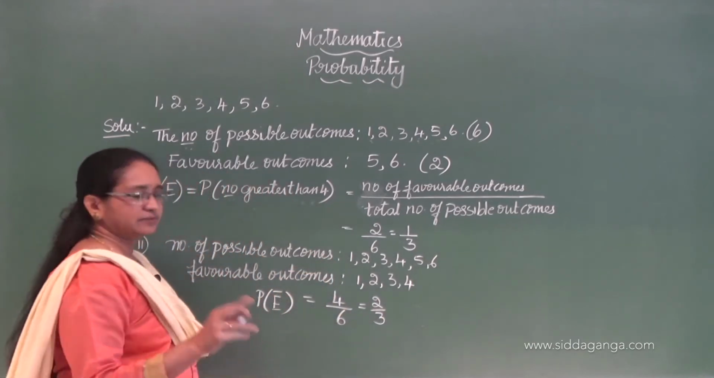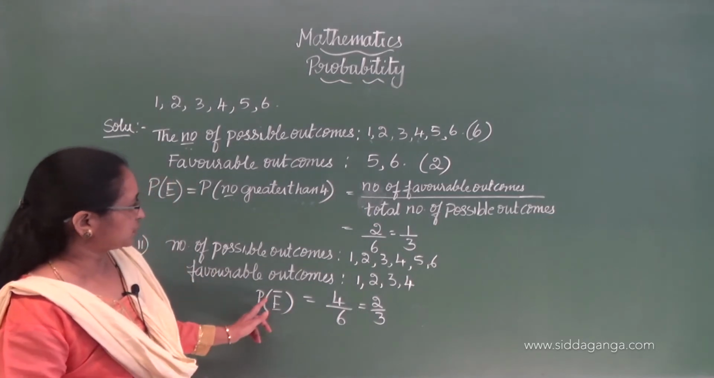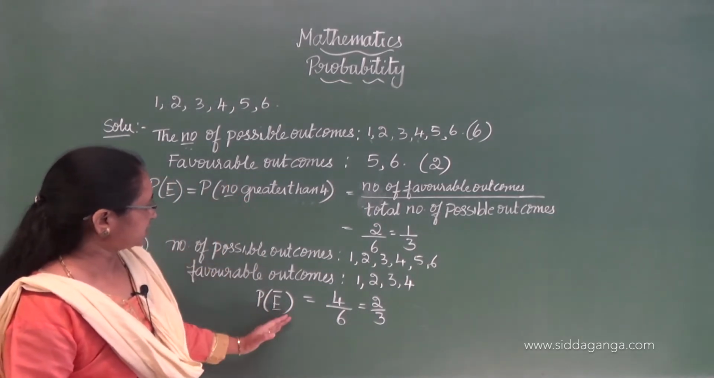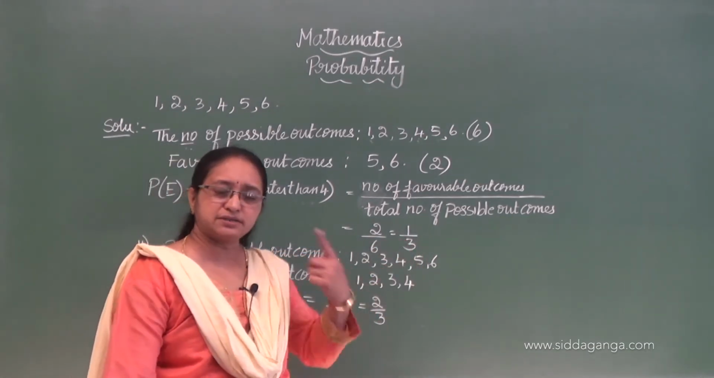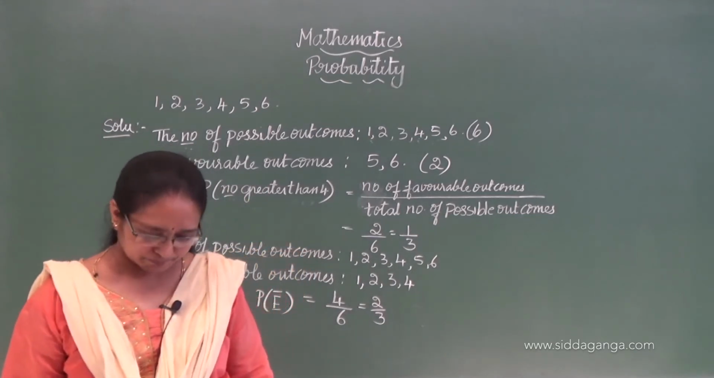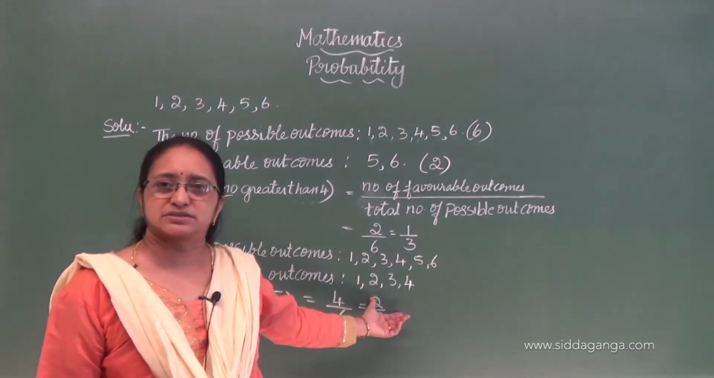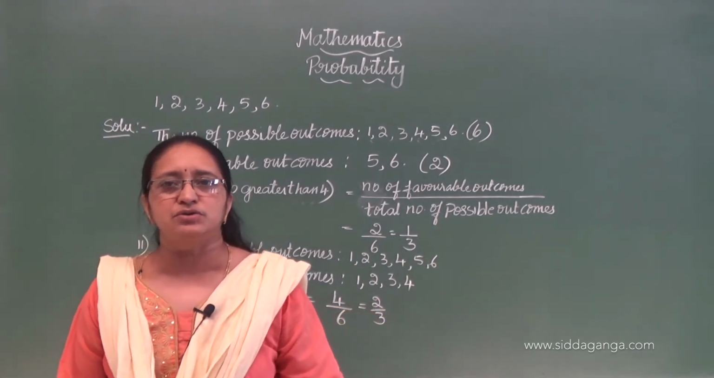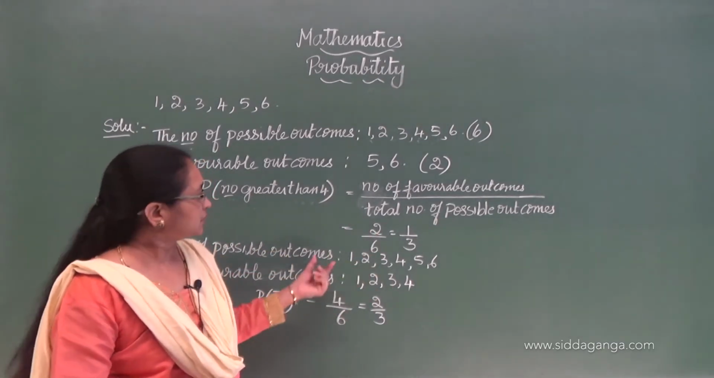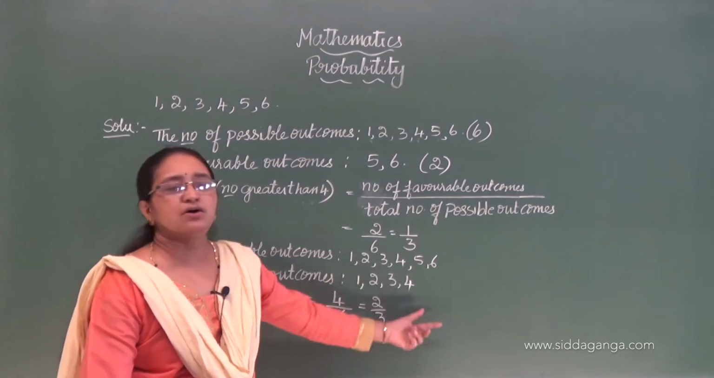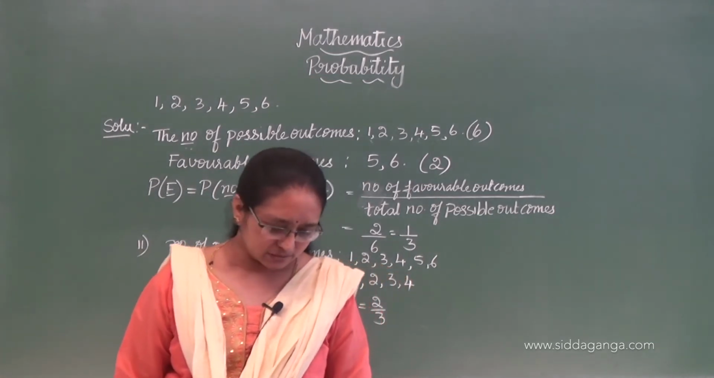I think I showed you one example when I was explaining this P of E and the complement. See here 1 by 3 and this is 2 by 3. When you add this, you will get 1. Now also this is an example for compound events. In the previous class I had told you what compound events are. This is an example for compound events because here you are getting more than one outcome.